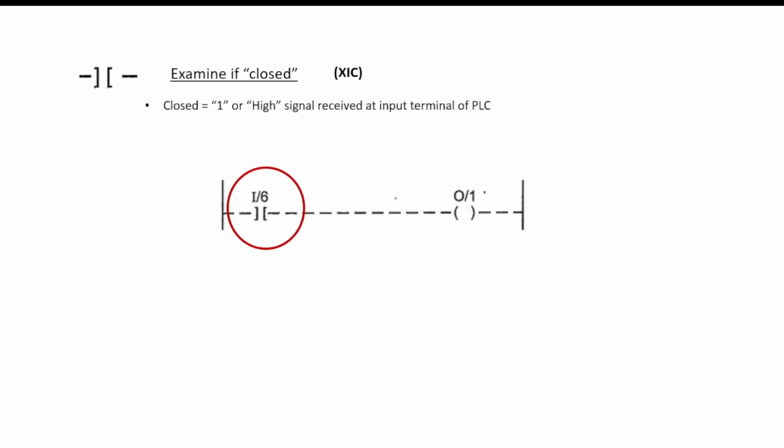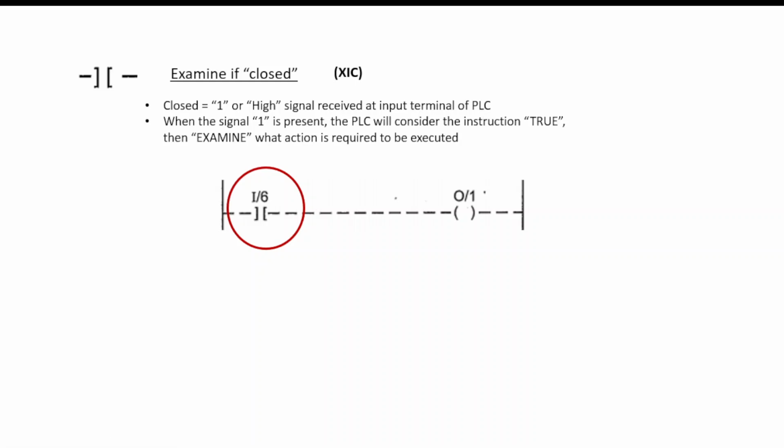Examine if closed means closed as in there's a 1 or a high signal received at the input terminal of the PLC. When the signal 1 is present, the PLC will consider the instruction true and then examine what action is required to be executed. So that's where the examine if comes in.